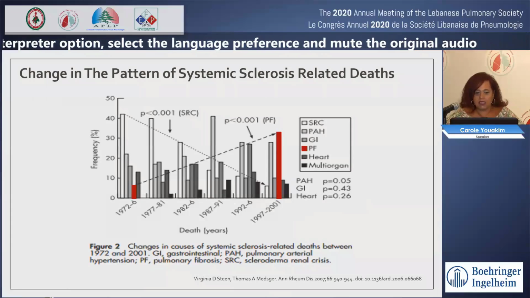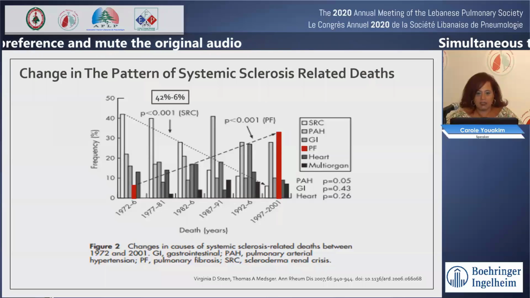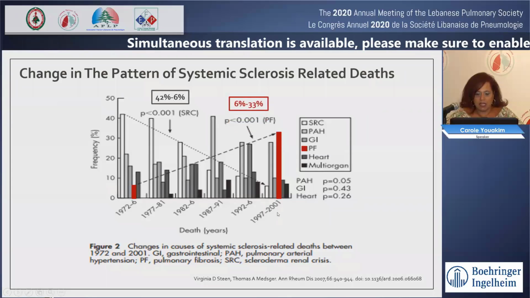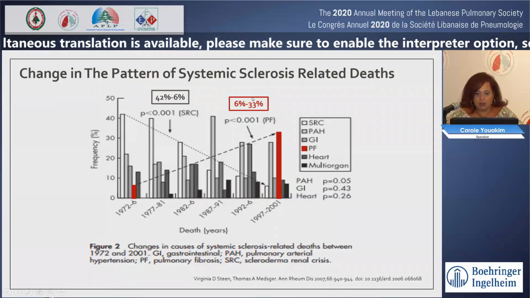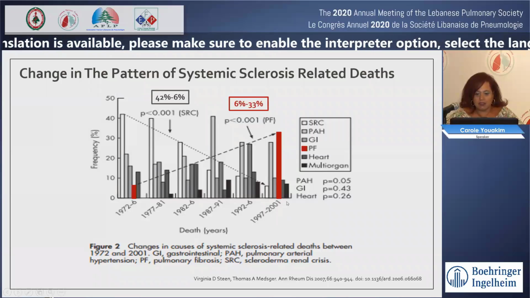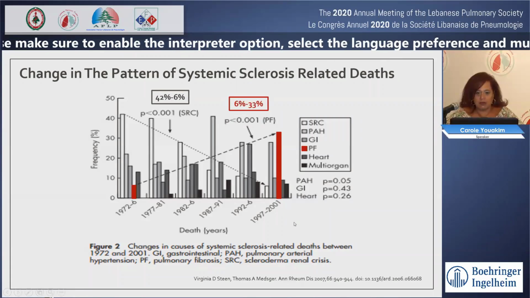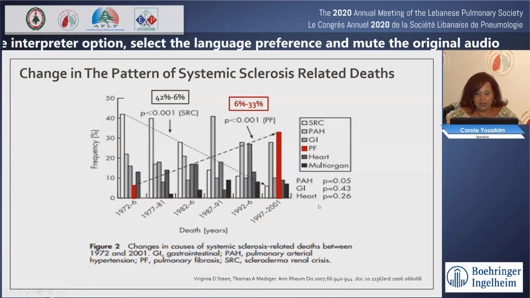Since treatment of the renal crisis became possible, the survival of systemic sclerosis has changed, and mortality from the renal crisis significantly dropped from 42% to 6% between 1972 and 2001, whereas mortality from pulmonary fibrosis significantly increased from 6% to 33% between 1972 and 2001. So there is a shift in the cause of mortality in systemic sclerosis, and pulmonary fibrosis is becoming the first cause of death in these patients.